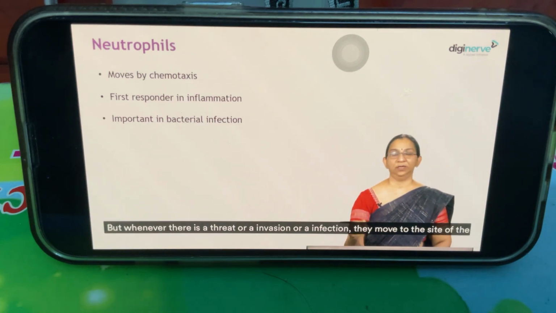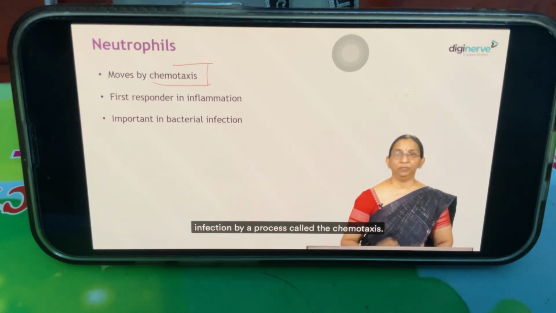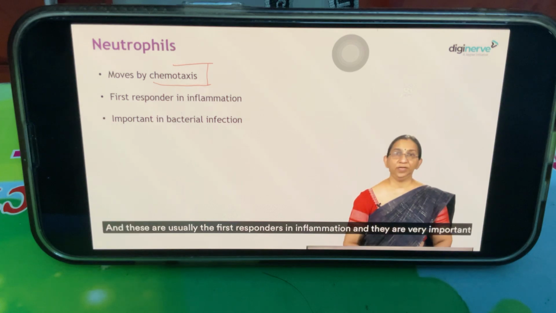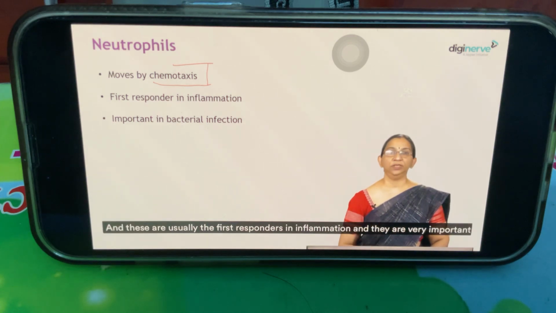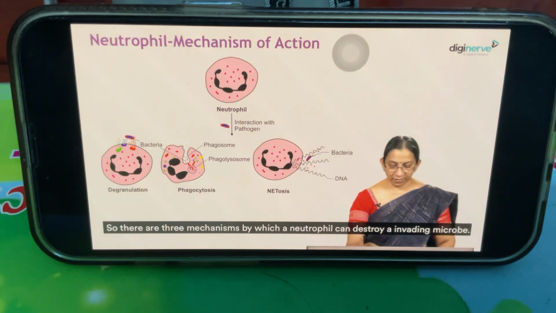But whenever there is a threat or an invasion or an infection, they move to the site of the infection by a process called chemotaxis. And these are usually the first responders in inflammation and they're very important in fighting bacterial infection. So there are three mechanisms by which a neutrophil can destroy an invading microbe.